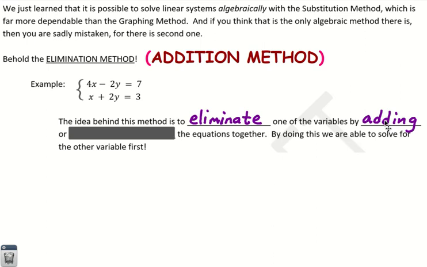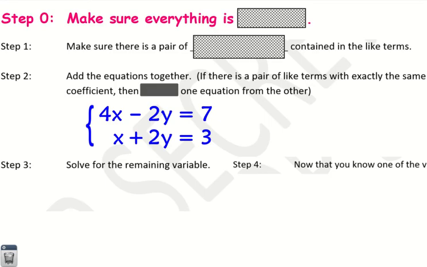I just feel like when you open up that door for also subtracting equations, it can just lead to more mistakes. But hey, I'm not going to stop you, but I'm going to focus only on adding the equations together in order to eliminate one of the variables. So how are we going to do that? Well, let's investigate.